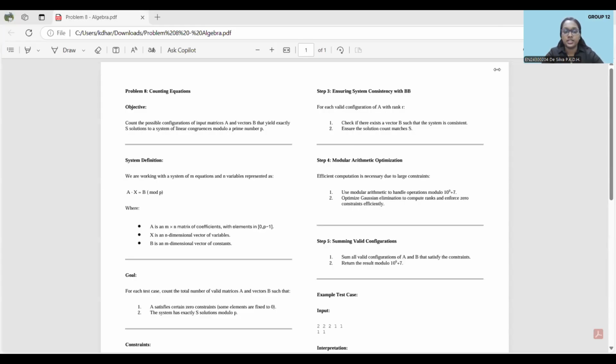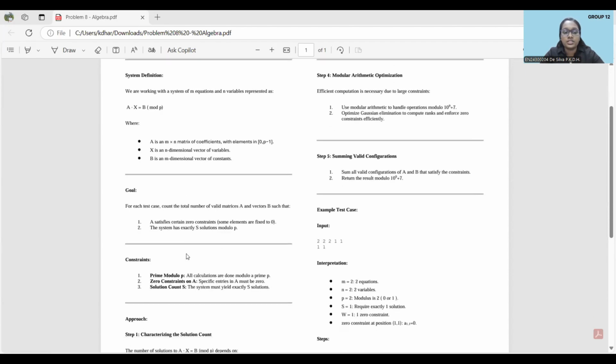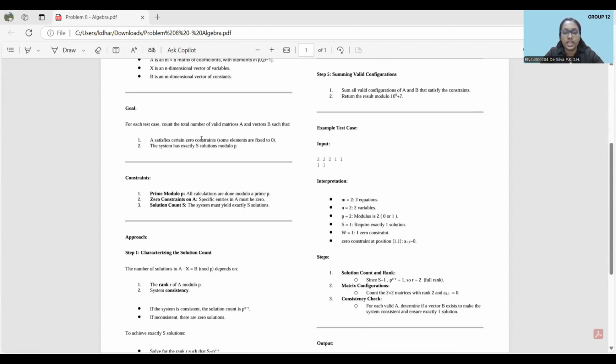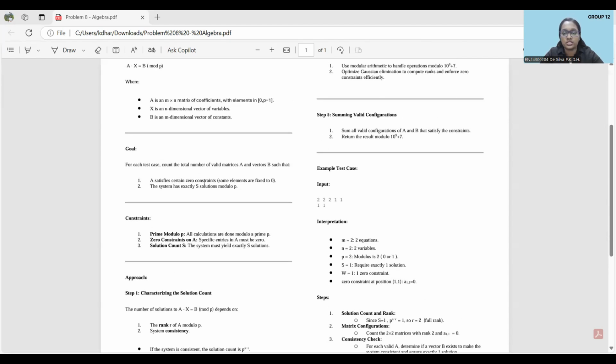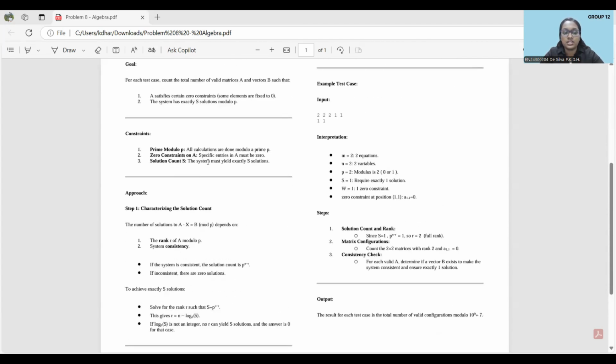Today, I will explain a problem about counting solutions to a system of linear congruences modulo a prime P. The system is A times X equal to B mod P, where A is a matrix, X is a vector of variables, and B is a vector of constants. Our goal is to find how many configurations of A and B produce exactly a solution. Under constraints like fixed zeros in A, the solution count depends on the rank of A modulo P. If consistent, it is P to the power n minus R.